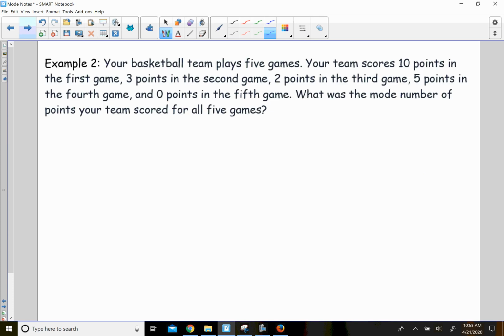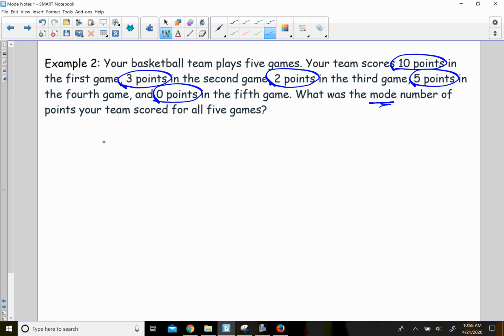All right, look at example 2. Your basketball team plays 5 games, so you have 5 numbers. Your team scores 10 points in the first game, 3 points in the second game, 2 points in the third game, 5 points in the fourth game, and 0 points in the fifth game. So they started off really well and then got tired, I guess. What is the mode number of points your team scored for all 5 games?